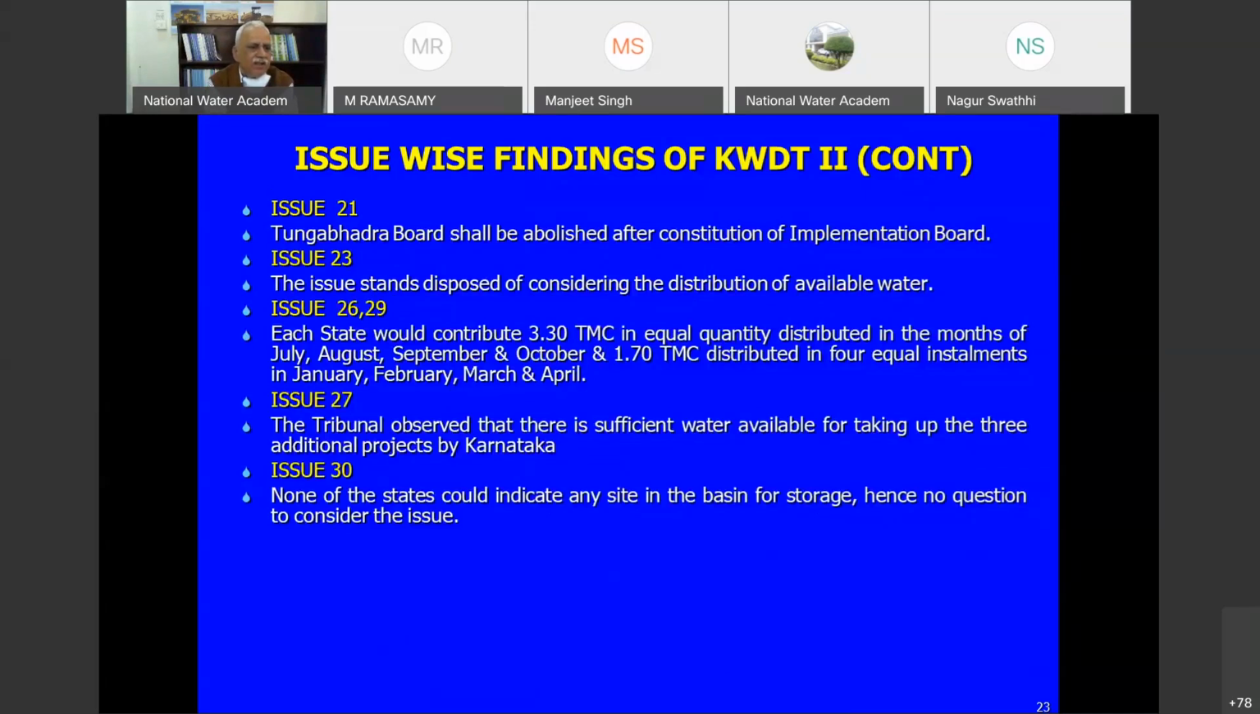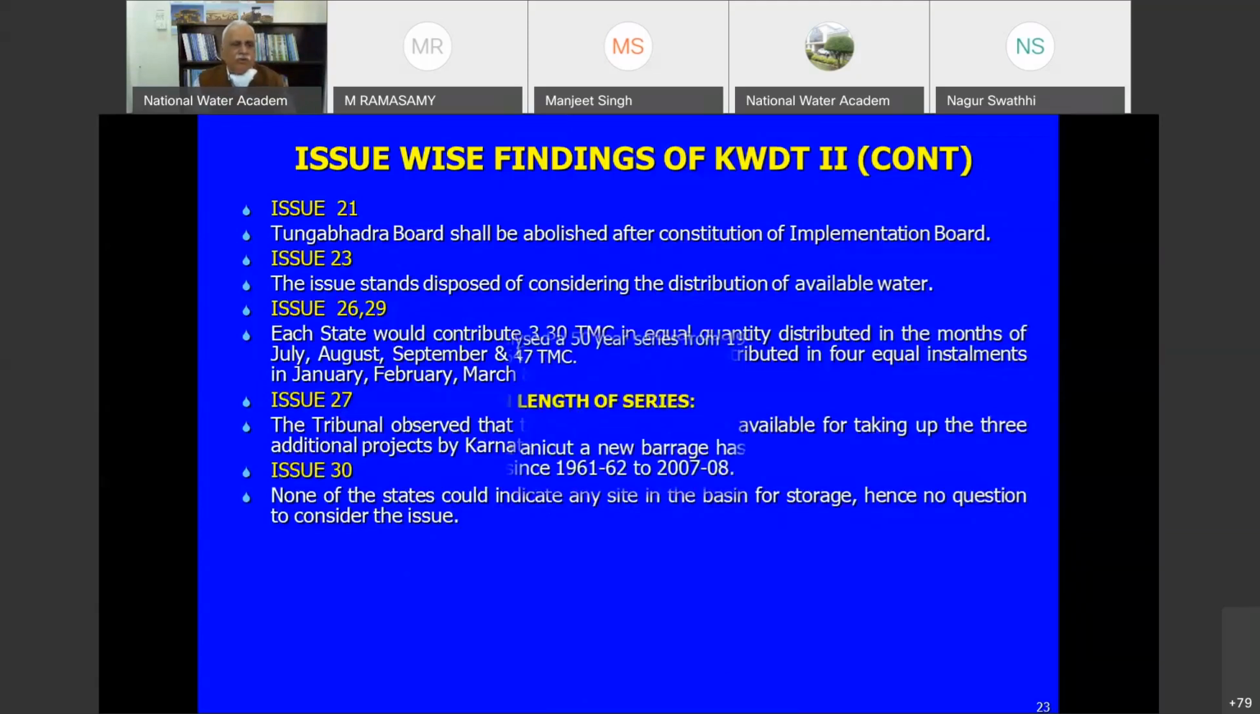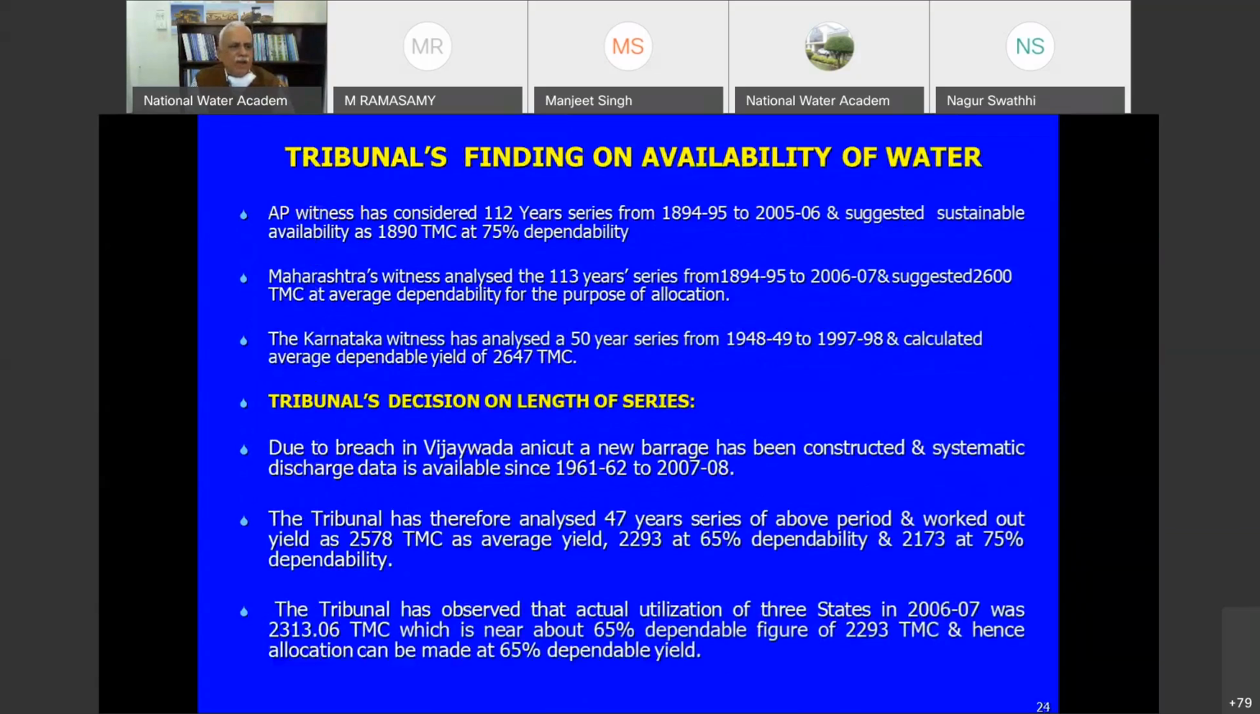Issue, the tribunal observed that there is sufficient water available for taking up 3 additional projects by Karnataka in the Tungabhadra sub-basin. And issue 30 is that none of the states could indicate any site in the basin for storage, hence no one considered this issue. So these are the rulings on issue findings by the tribunal.